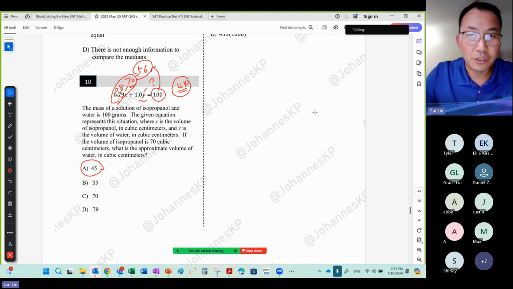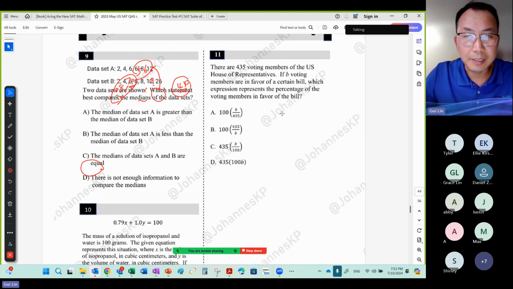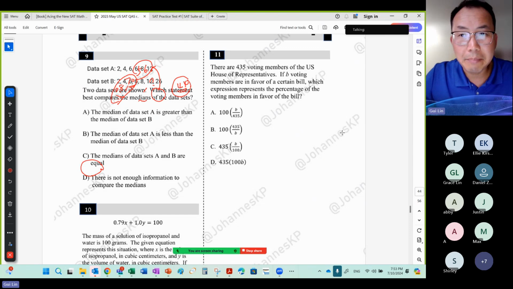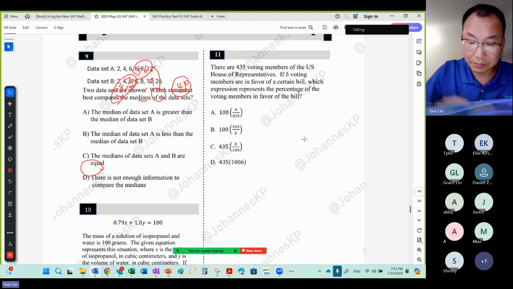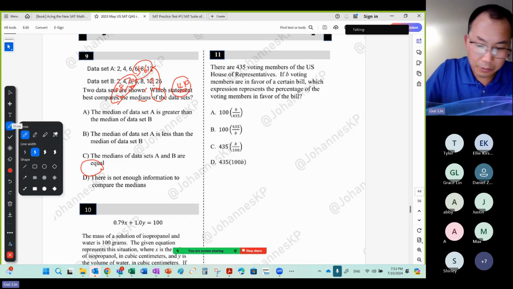We didn't get to the word challenge part yet. All right, number 11. There are 435 voting members of the U.S. House of Representatives. B voting members are in favor of a certain bill. Which expression represents the percentage of the voting members in favor of the bill? I think the total is 435, so B over 435 times 100, right? It's just an expression, so it's a bit easier for us.